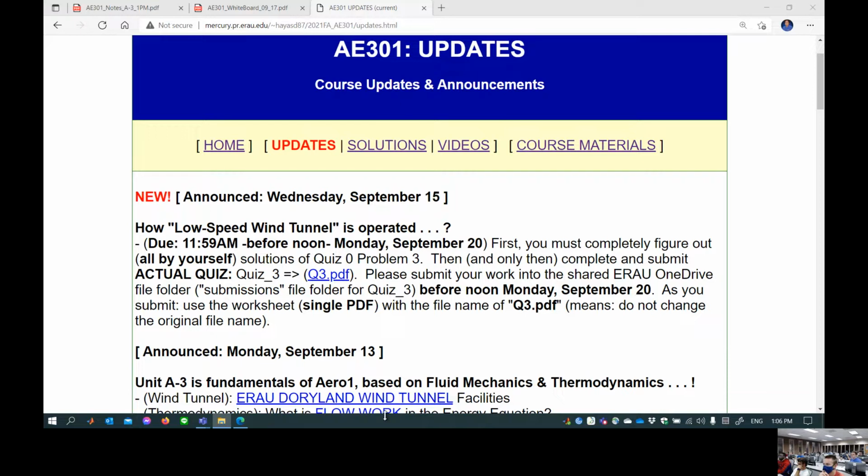So this is the basic principle of how the wind tunnel operates in low speed. Now, the low speed wind tunnel is governed by an equation. Of course, we're going to derive that equation today to begin with, okay? All right, so let me just open up one more.